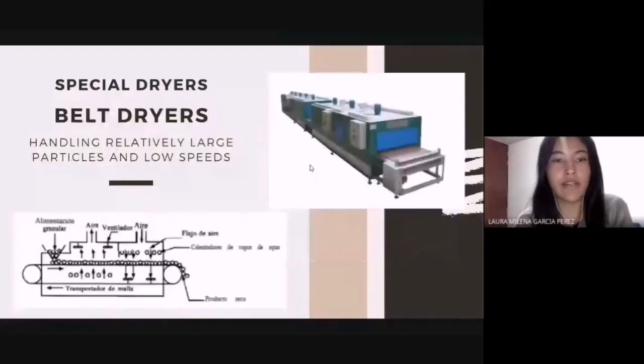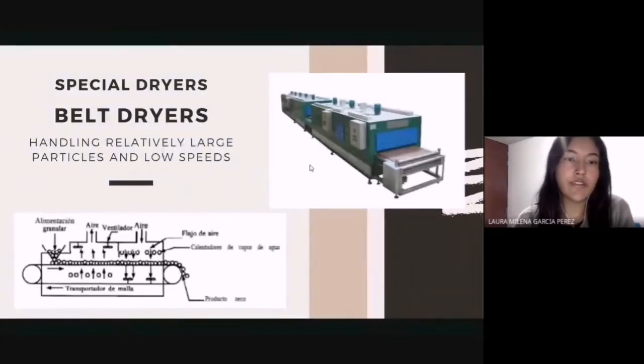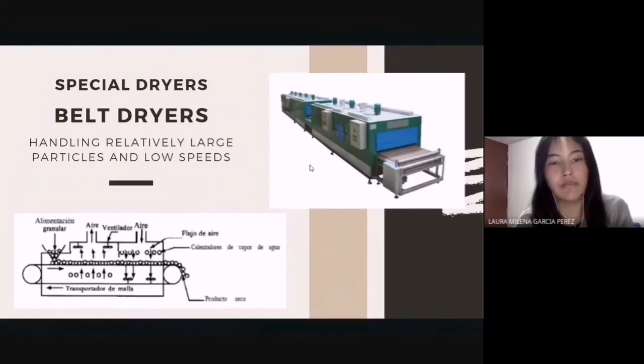In their design, it is important to ensure a uniform distribution of both the product on the belt and the airflow within the drying chamber to achieve a uniform humidity content of the product. Clearly, this type of dryer is not a good choice for very wet or very fine solids, and the residence time is approximately between 10 to 60 minutes.